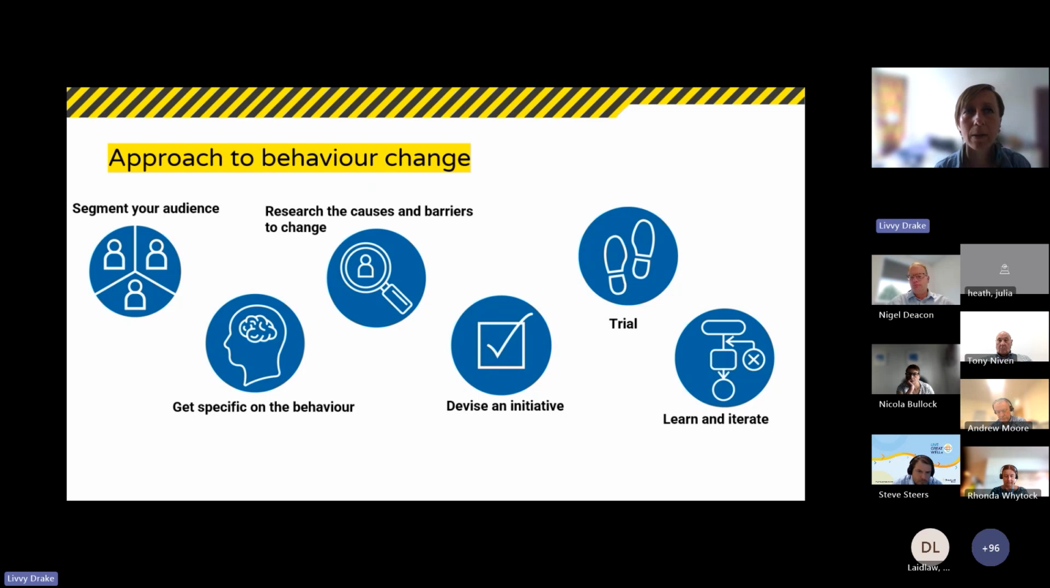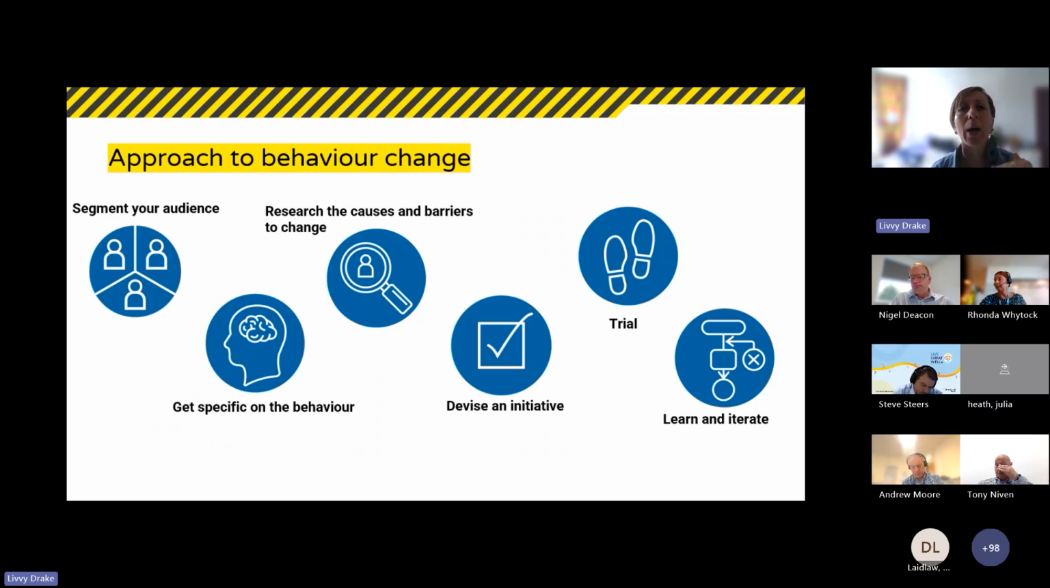So fly tipping, well, what are we talking about? Are we talking about people dumping a black bag? Are we talking about people dumping a fridge? Is it people leaving things on the wall for their neighbours? What is it that they're doing? Then we want to understand what is causing the behaviour. And then we come to devise the initiative. We trial that and we learn and we iterate.